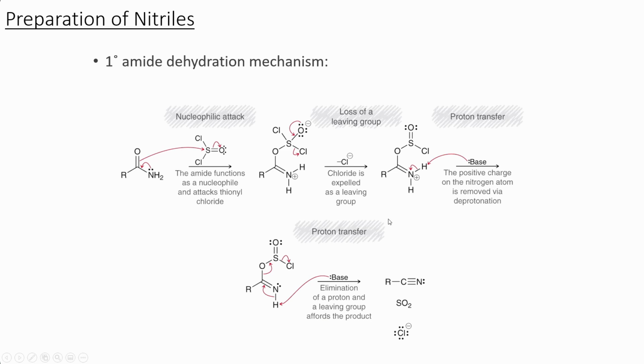This undergoes a mechanism similar to what we've seen in the acid chloride formation reaction, where we have nucleophilic attack of the sulfur and then collapse to form a good leaving group. A base will do a proton transfer to deprotonate this imine, which then can collapse down and eject out our good leaving group to form the nitrile product.